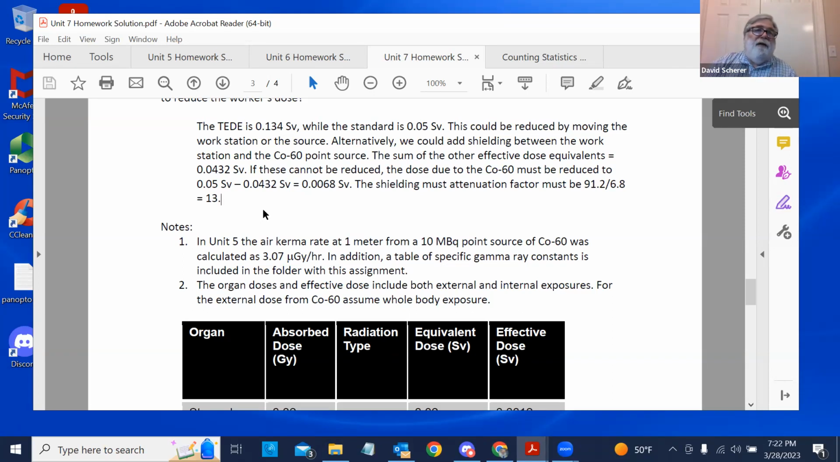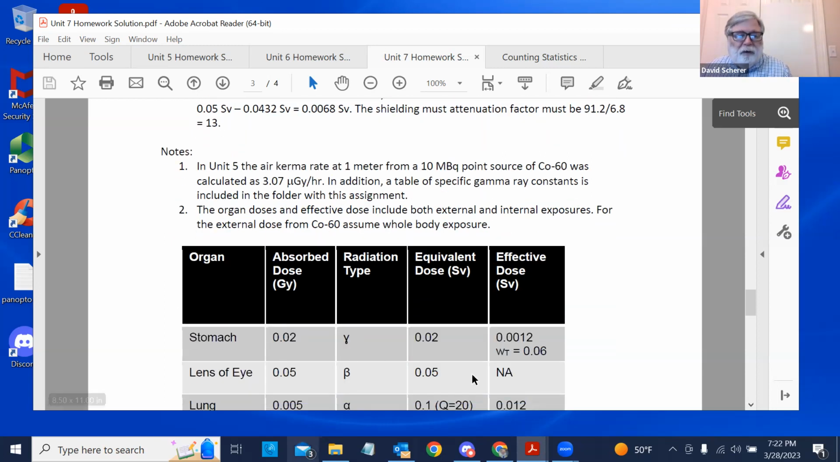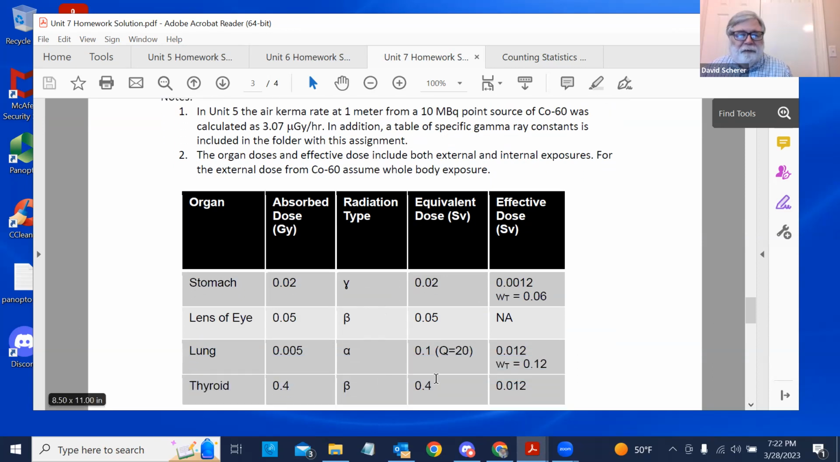I would add another half value layer. Instead of reducing it by 13, I'd reduce it by a factor of 20, a tenth value layer and a half value layer, and that gives me a little bit of margin of safety. And it's also probably ALARA. Okay? And then I start looking at what can I do to reduce these other exposures. How the heck do they all happen?